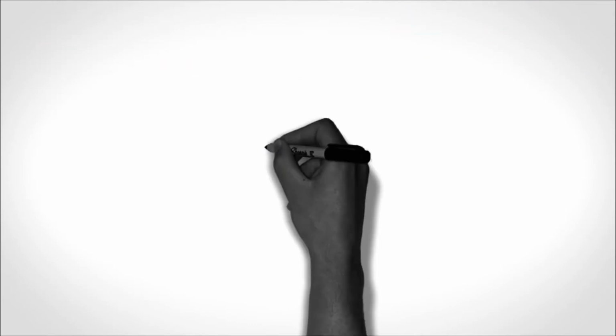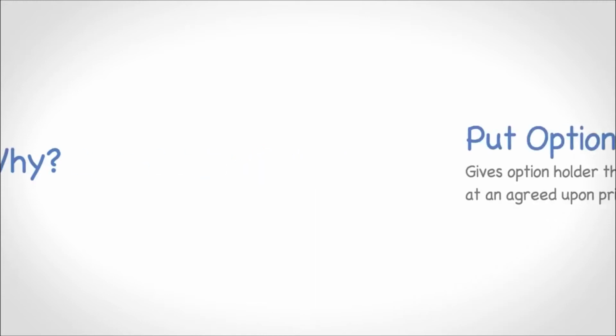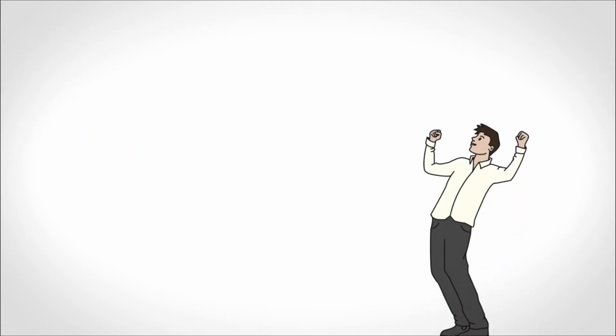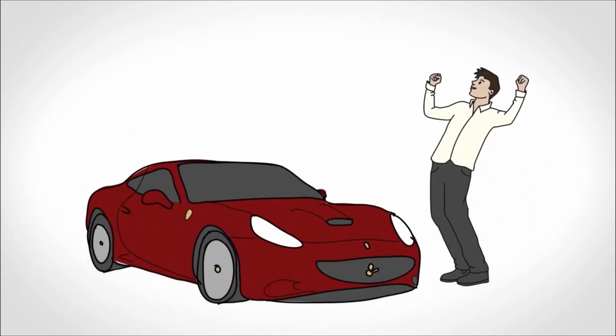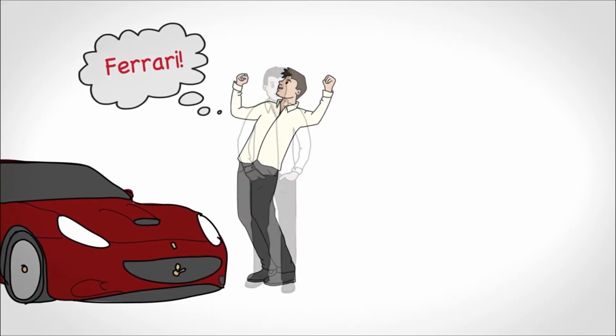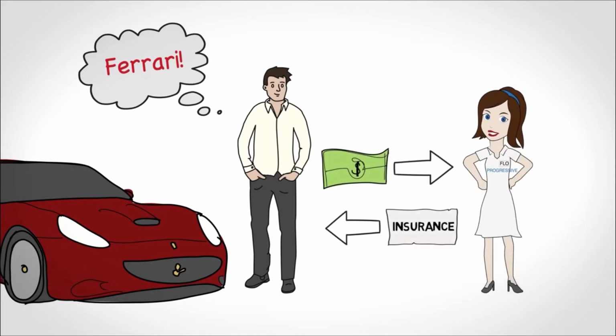Okay, simple enough. But why might someone actually want to purchase an option? First, we're going to explain to you why you might want to buy a put option, which, if you remember, would give you the right to sell stock at a certain price on or before a particular date. And let's put this in terms anyone can understand. Let's say you just bought your dream car. You just bought a new Ferrari. And to protect this Ferrari, you're going to need insurance. So you go to Flo from Progressive and you purchase insurance. This financially protects your new Ferrari in case you get into a crash.